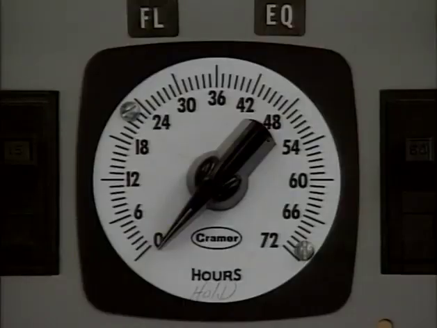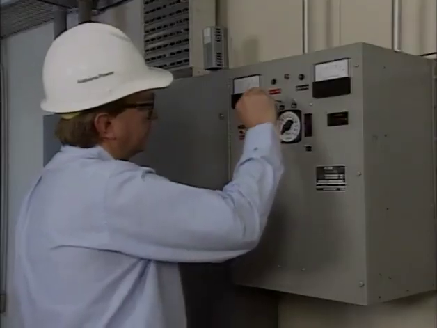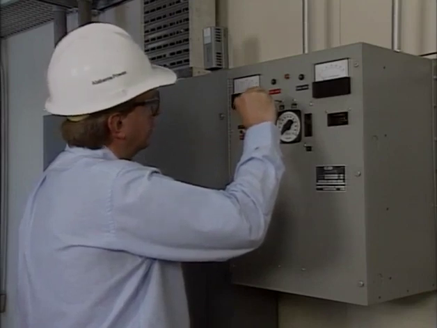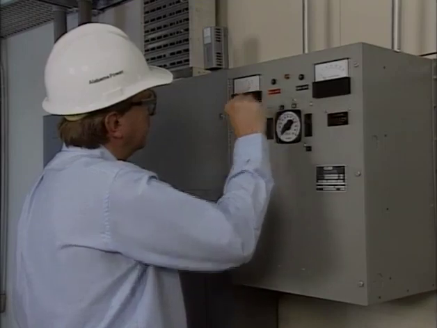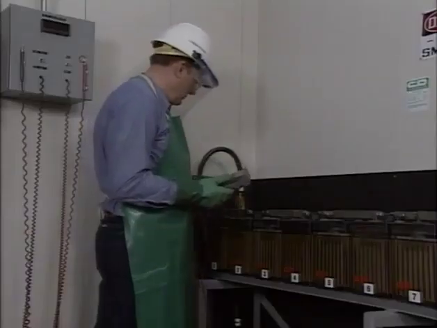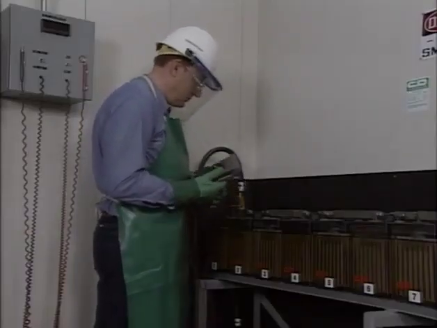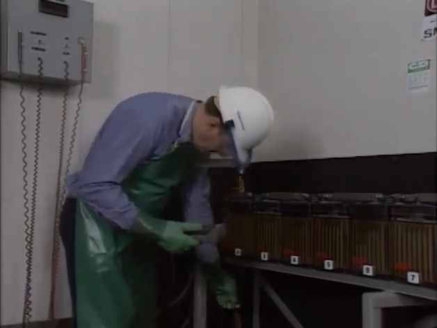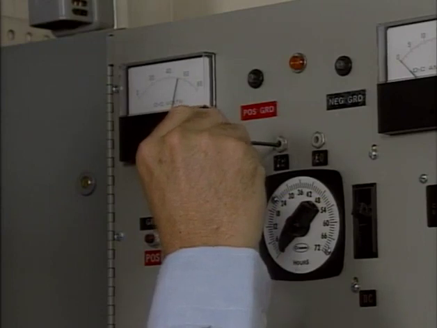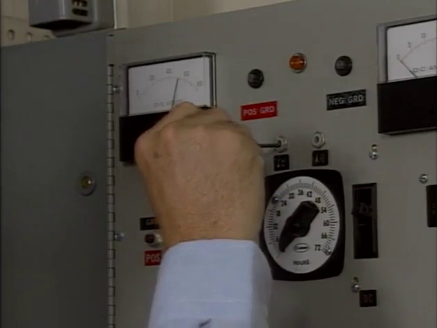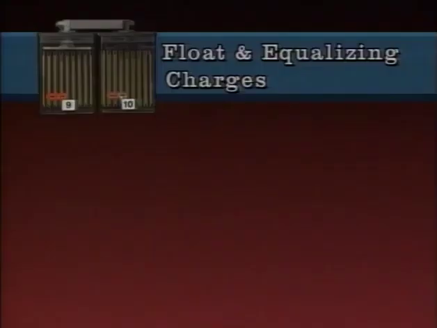To apply the float charge to the battery, the float equalize switch or timer on the battery charger is set at the float position. If the charger float output voltage hasn't been set, the float potentiometer is adjusted to provide the required float output voltage to the battery. The charger voltage output is verified by checking the voltage across the positive and negative terminals of the battery. If necessary, the float pot is adjusted to get the precise required float voltage output.